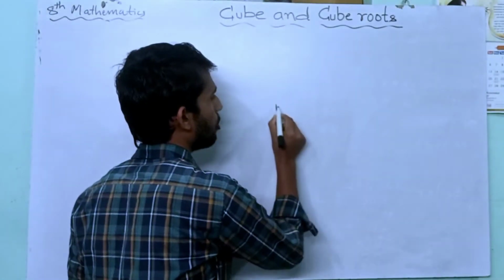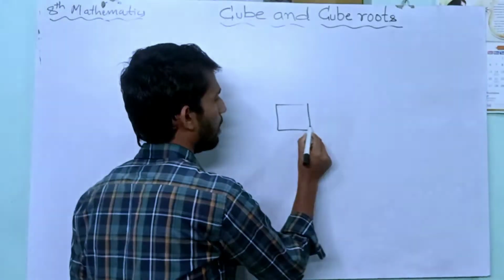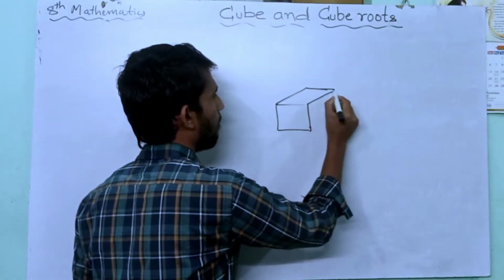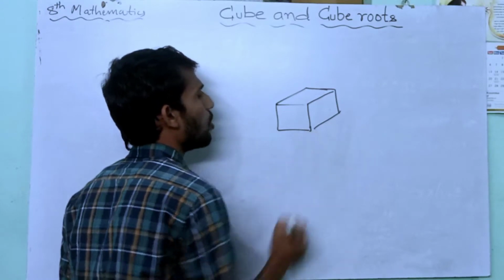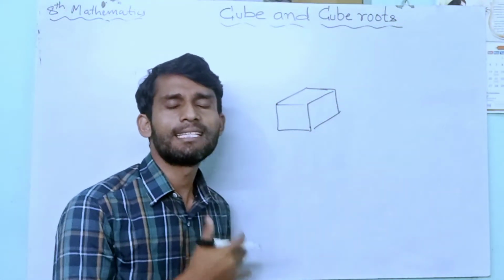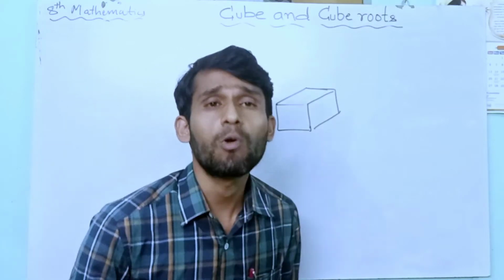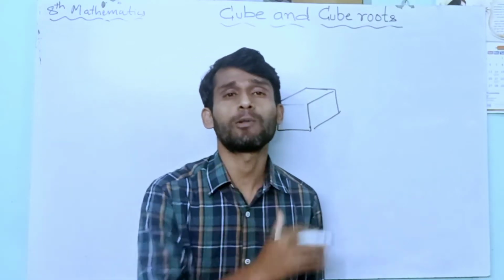Now I am drawing a cube here. See, in this cube all sides are equal. So we can say this is a cube. Dear students, in this chapter we are talking about cube and cube roots.